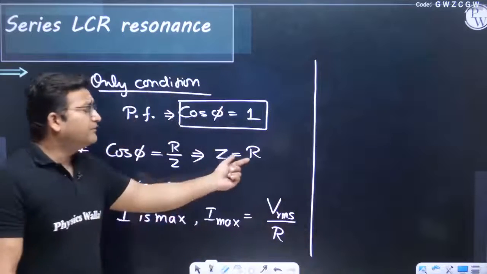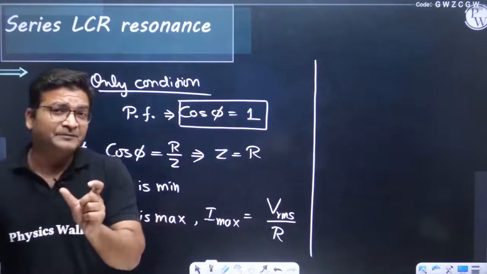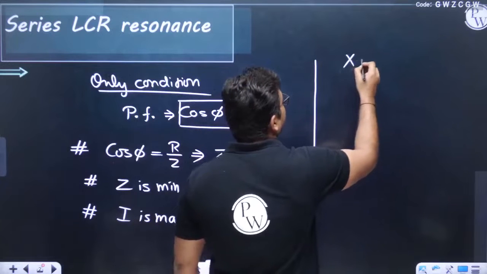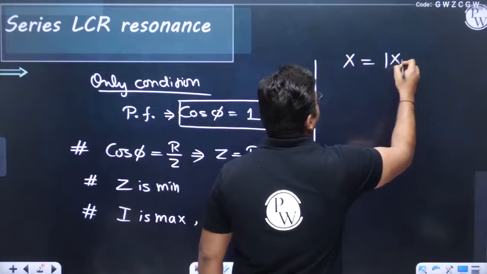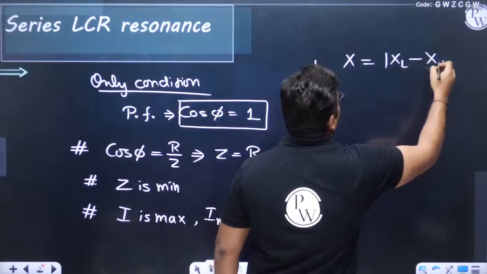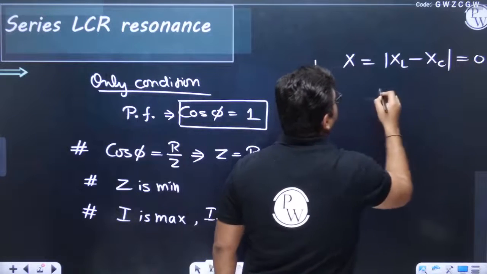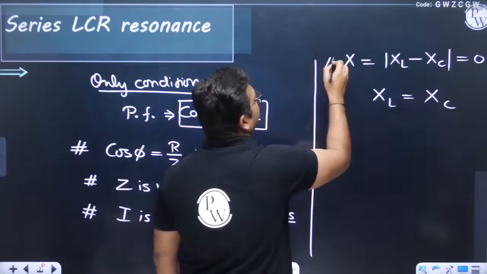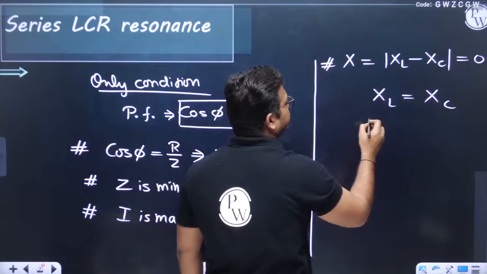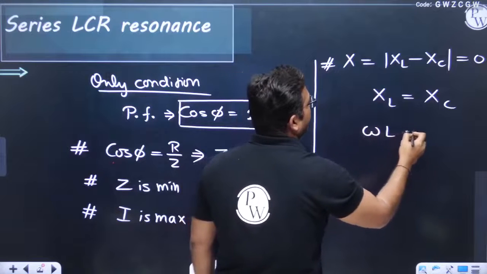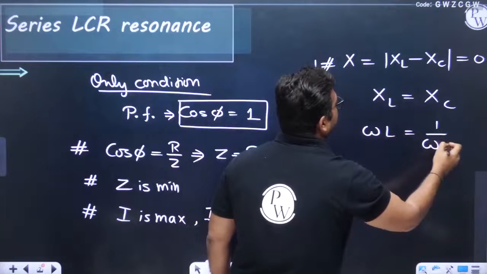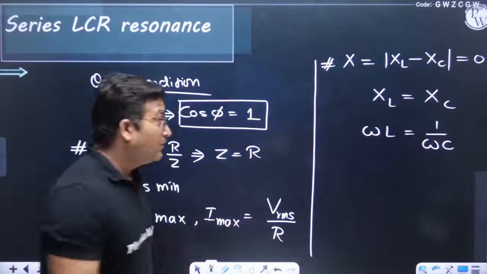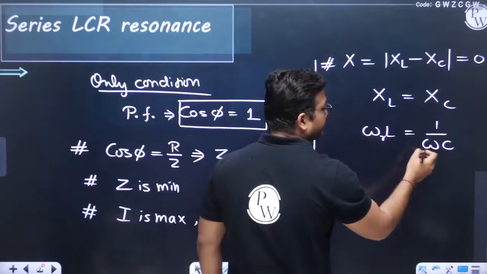Also, as Z is equal to R, the reactance part of the circuit must be 0. And if reactance is 0, as you know, reactance is the difference of XL and XC. So if reactance is 0, XL must be equal to XC. If you put their values, XL is omega L and XC is 1 upon omega C. So these two become equal at a special frequency called the resonance frequency.